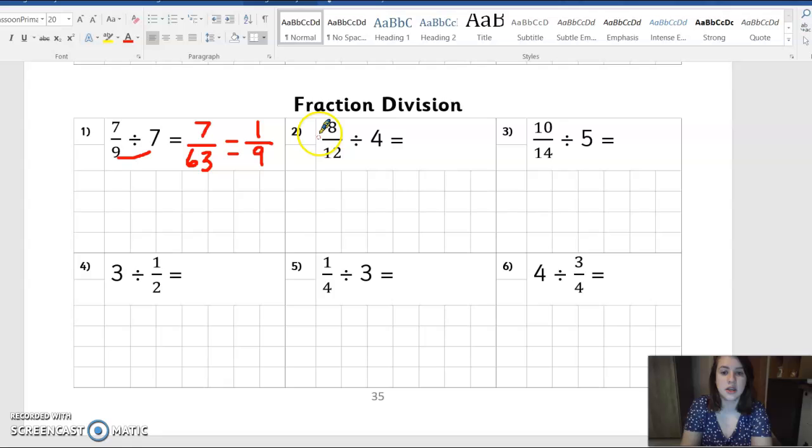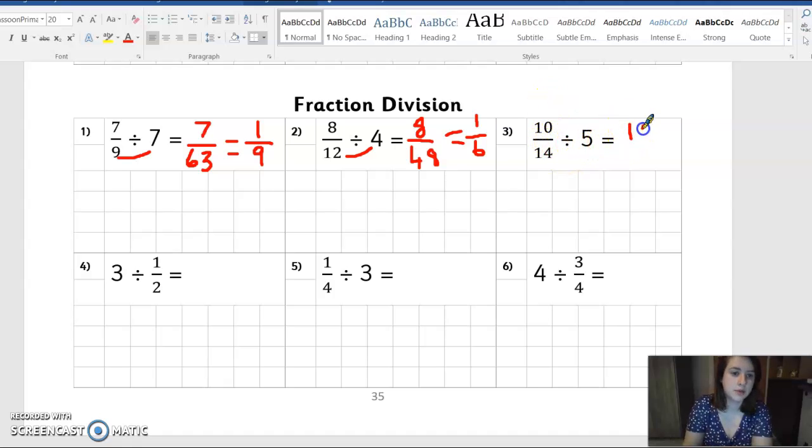Okay, so same goes for this fraction. So 8 stays as our numerator. Then we do 12 times 4, which becomes 48. So 8/48. If you want to simplify it down, it is 1/6. So 8/48 or 1/6. Then we've got 10/14 divided by 5.